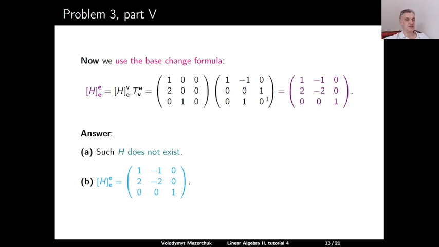So the matrix is 1, -1, 0, 2, -2, 0, 0, 1, 1. Please note that the H constructed in this problem is not unique. There are many different linear operators which would satisfy the requirements of this problem. We just constructed one of them. So this finishes problem 3.